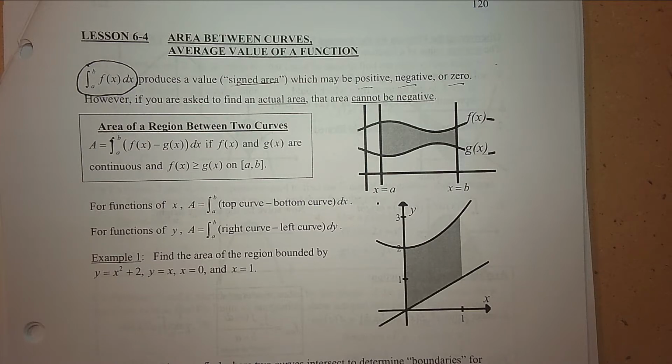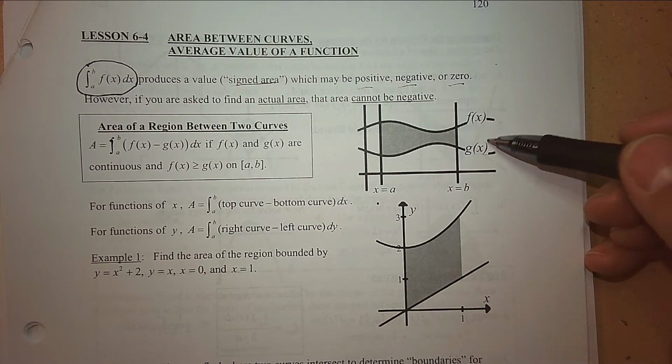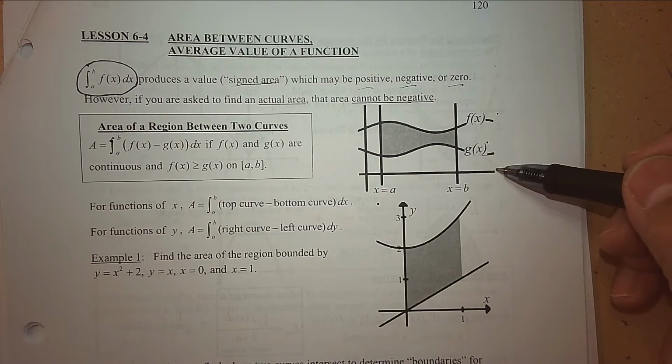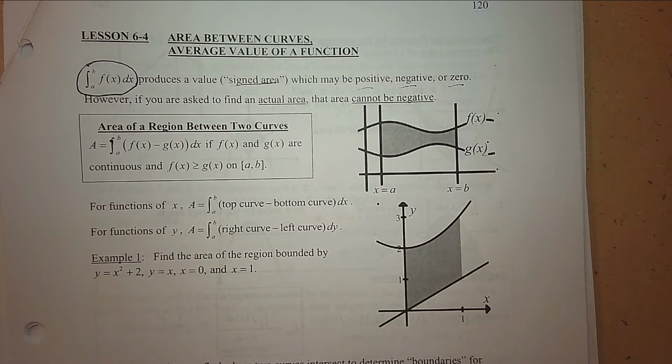That might be trickier than you think. It's not trickier here, right? f of x is on top and g of x is on the bottom, but if you're given equations and not a picture and you have to do the graphing, that might be a challenge to know which one's on top and which one's on the bottom. But that's part of practicing.